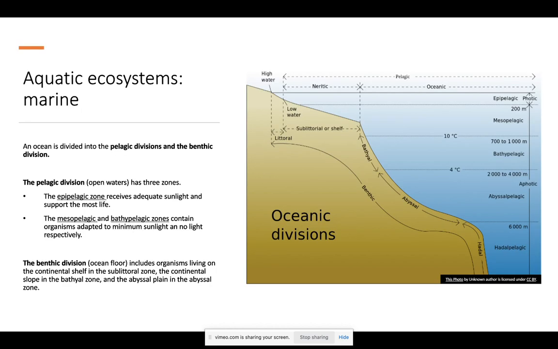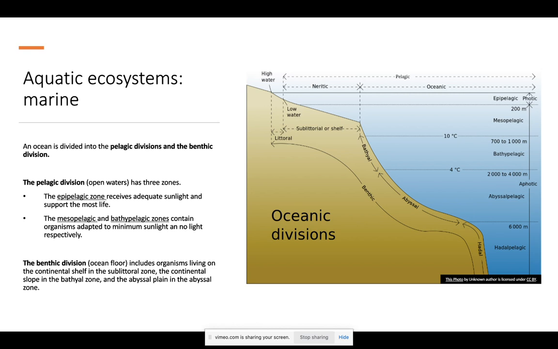I want you to know this as well. Know the different divisions of the ocean. That's an objective. That's definitely testable. You've got a division called the pelagic and the benthic division. The benthic division is going to be just your ocean floor. As you can see over here on the right hand side of the screen, this is making up all the benthic. This is your bottom portion. Going into the abyss, this is where it gets into the abyssal pelagic.